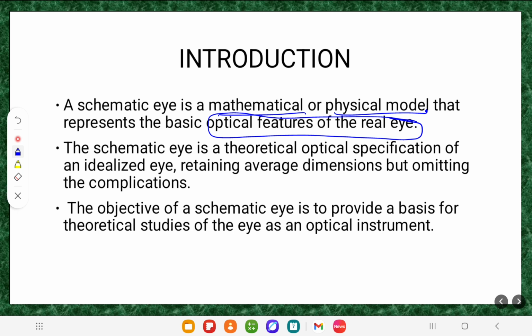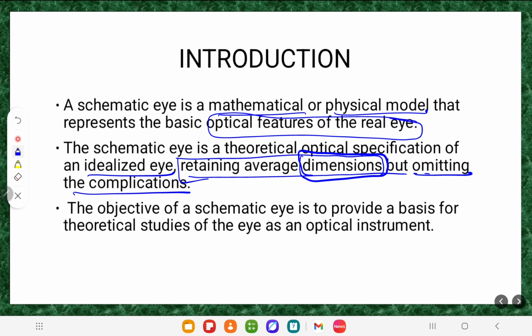A schematic eye is a theoretical optical specification of an idealized eye, retaining average dimensions but omitting complications. What do I mean by that? In a schematic eye, we try to take care of the original or approximate dimensions of the eye, but we omit the complications of the actual eye. One of the complications we omit is the refractive index.